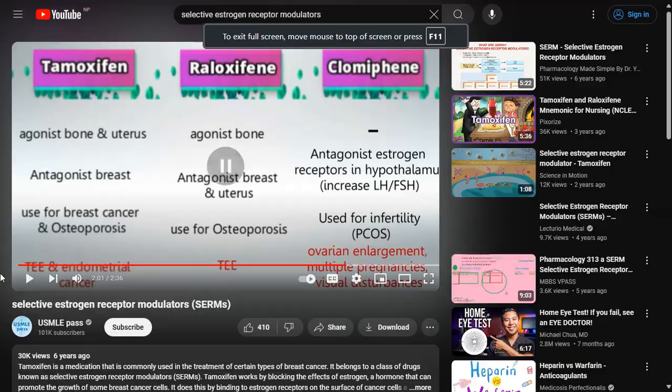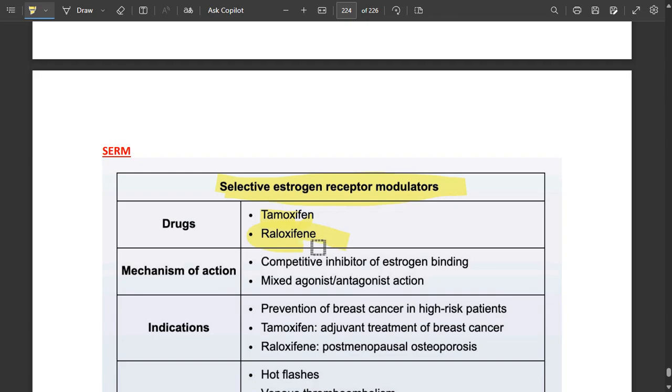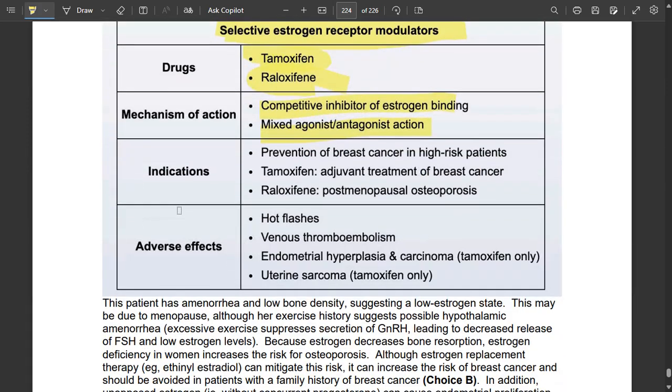Okay, I think this makes sense. Tamoxifen and raloxifene: raloxifene antagonizes breast and uterus, while tamoxifen antagonizes just breast, not uterus and bone. The mechanism is competitive binding with mixed agonist action. So, indication.